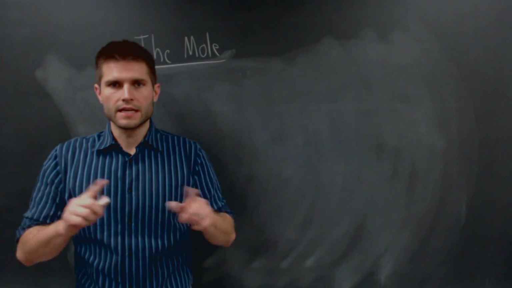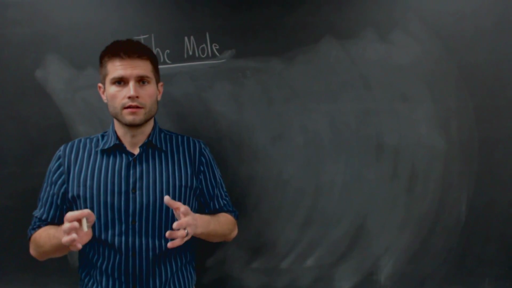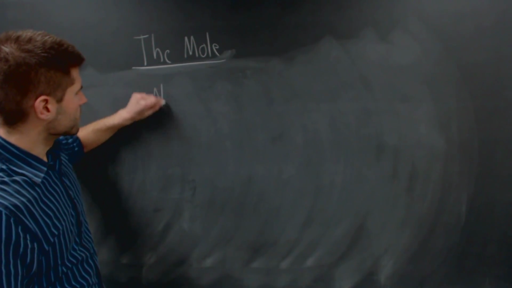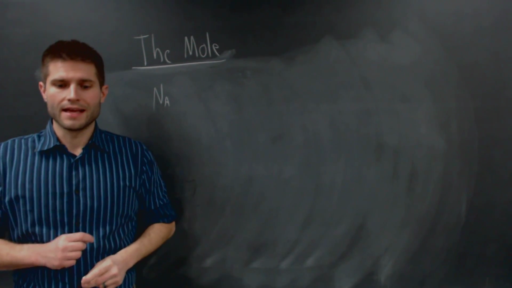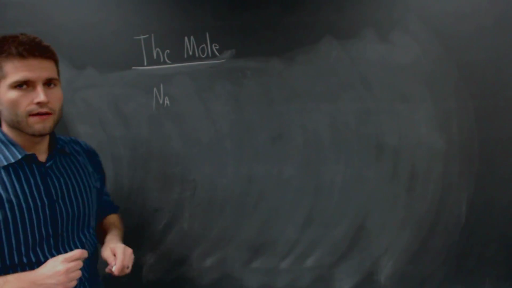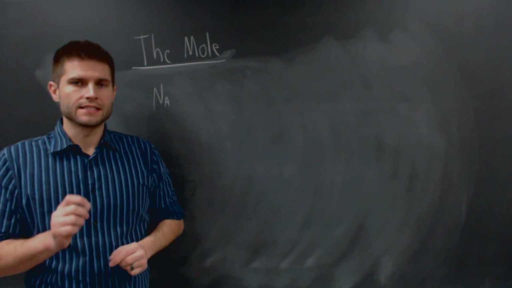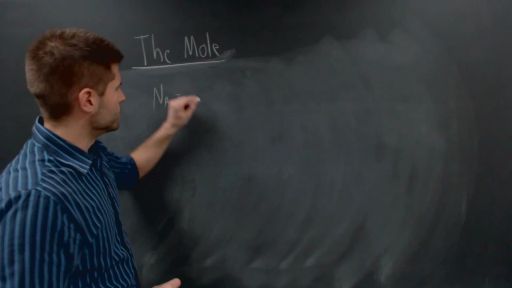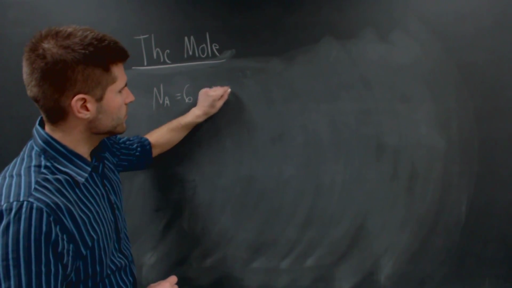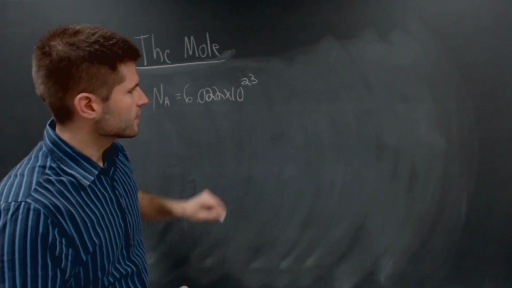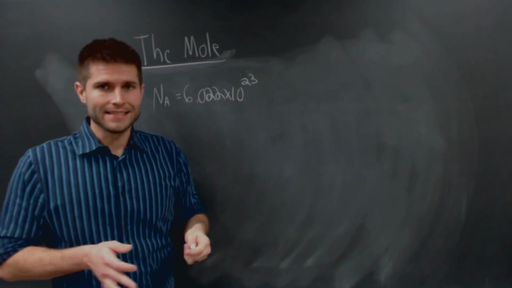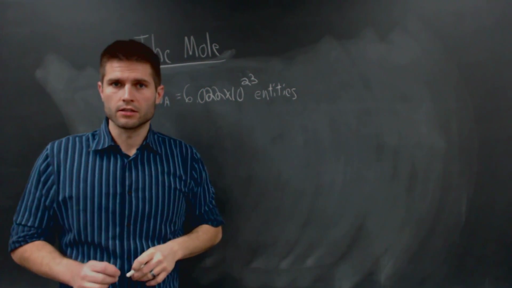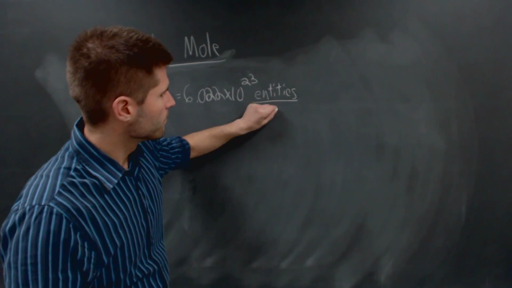Now, in order to convert in and out of the mole, we're going to be dealing with a special number in the world of chemistry called Avogadro's number. Avogadro's number is denoted by a capital N subscript capital A. So this is Avogadro's number, and it has very specific and special units to the world of chemistry. Avogadro's number is equal to 6.022 times 10 to the 23rd, and in this case it's going to be entities. We'll talk about what entities are a little bit later, per mole.